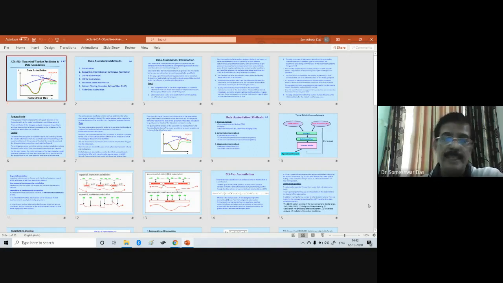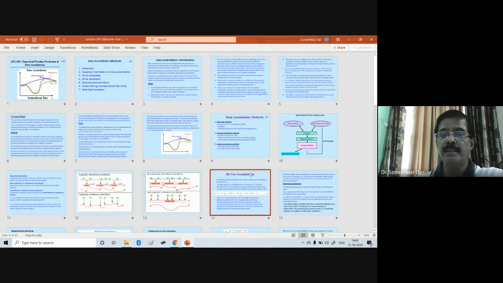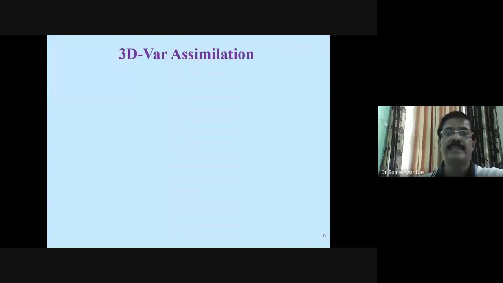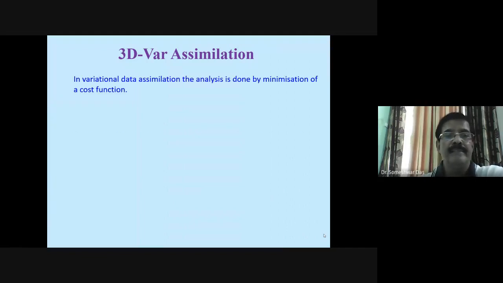I think we may have to take two or three more classes to complete this topic, let us see. So today we are going to start discussion on three-dimensional variational assimilation, also known as 3D Var. In variational data assimilation, the analysis is done by minimization of a cost function.